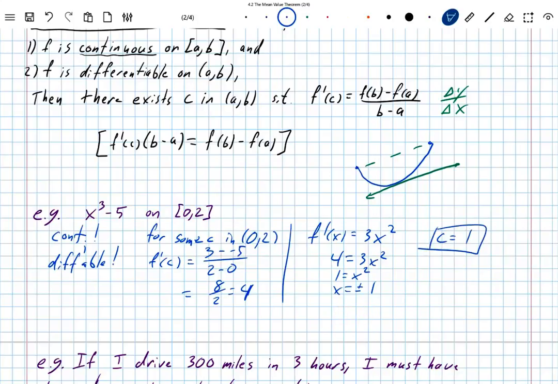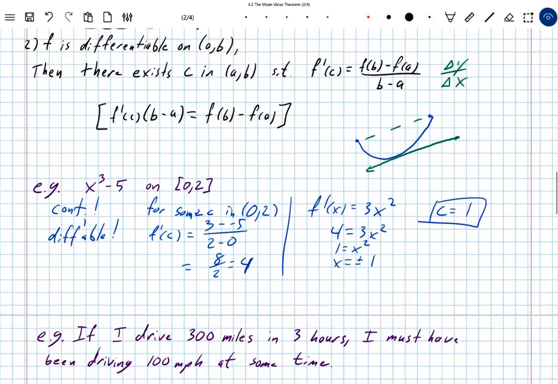Oftentimes we can't find it, or we're using this more theoretically. Okay, I skipped a little note up above, which is that sometimes you'll see this written as f prime of c times b minus a is equal to f of b minus f of a, and I'm actually going to use that in a minute. I find that a little bit less intuitive, but you can see it follows just by multiplying the denominator over. Okay, so the derivative times the change in x should be equal to the change in y at some magic point. Great. That is this in action.